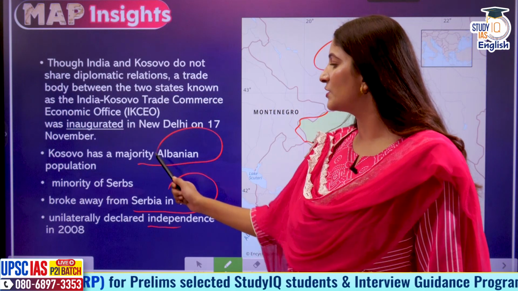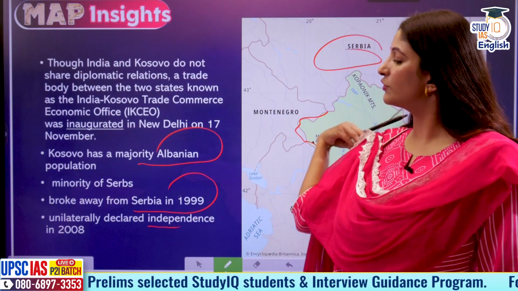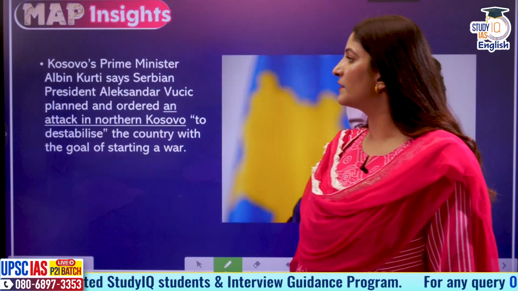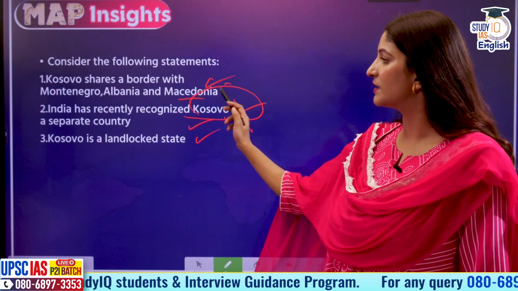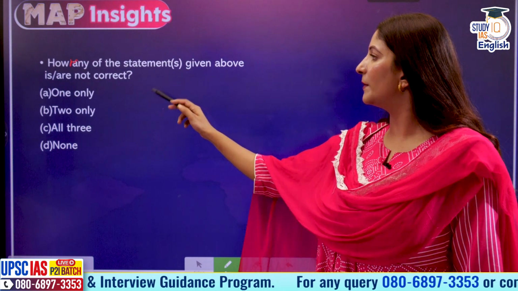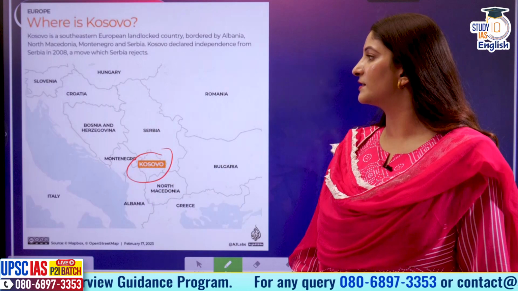It has a majority Albanian population. It also has minority of Serbs in it. All right. So that makes the first statement to be correct. Third is correct. Second is not correct. 1 and 3. How many are not correct? 1 only will be the correct answer.